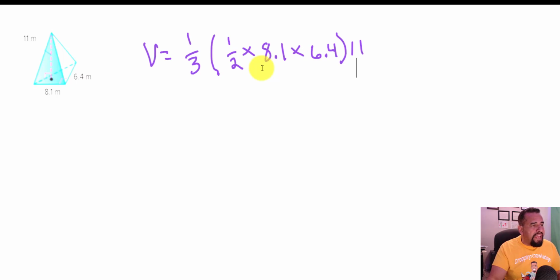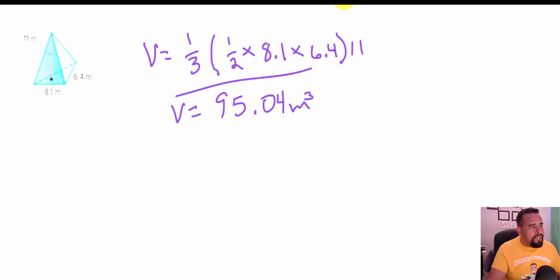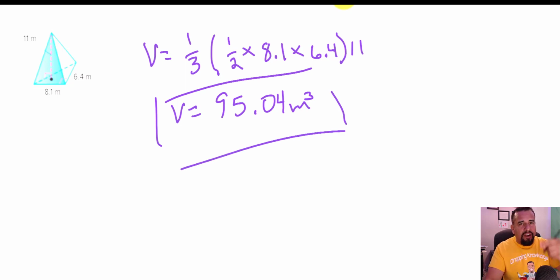All right, so go ahead and put that into your calculator and pause the video, see what you get. Are you back? What did you get? Did you get the same thing I did? I got 95.04 meters cubed. That's what I got. I hope you got the same thing. It's easy. Plug and play. All right.